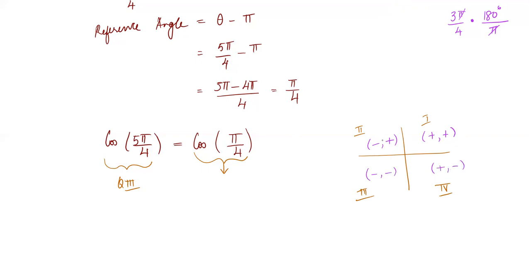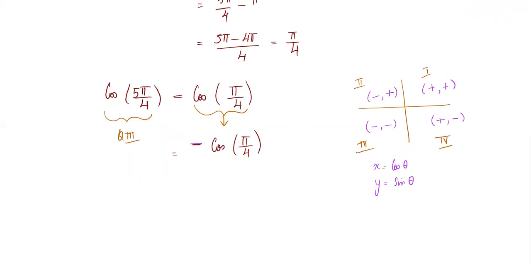Now we know that x represents cosine theta, and y represents the sine component, sine theta. So in the third quadrant, your cosine and your sine both are negative. In particular, we're interested in cosine, so your cosine is negative. So you want to bring a negative to your answer for cosine pi over 4. This negative is crucial because you are now adjusting it to the third quadrant.